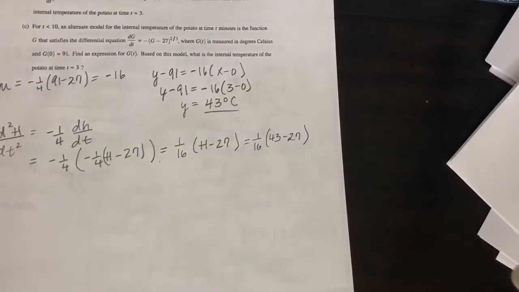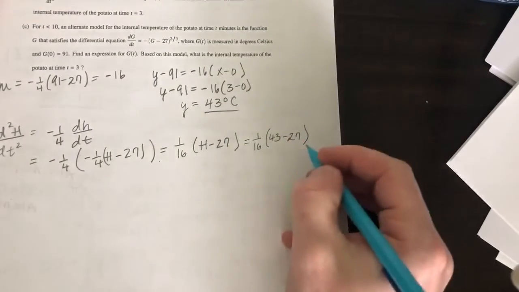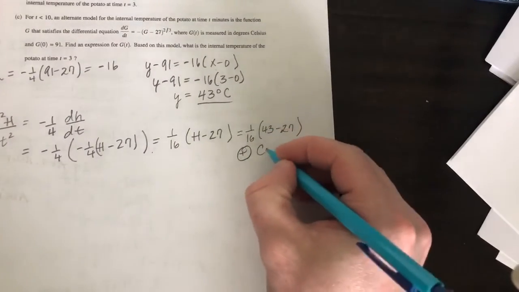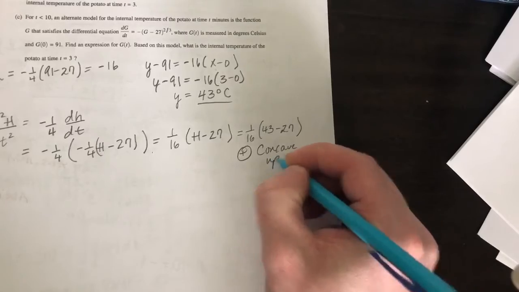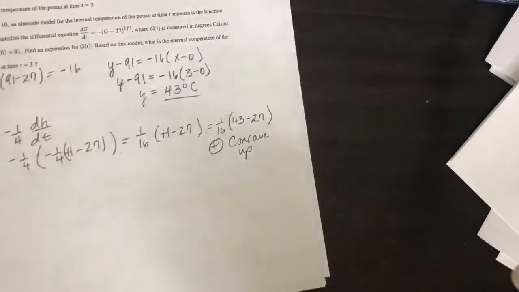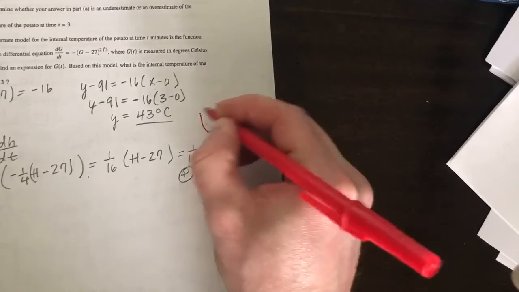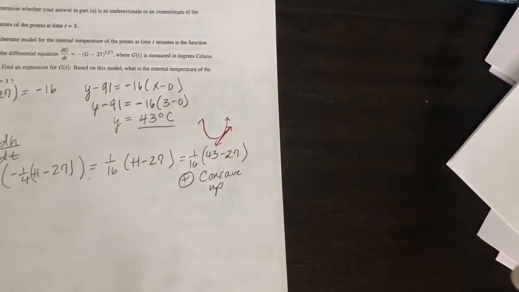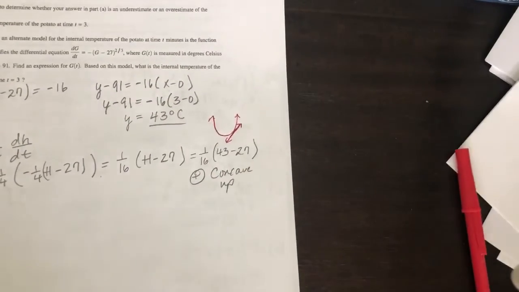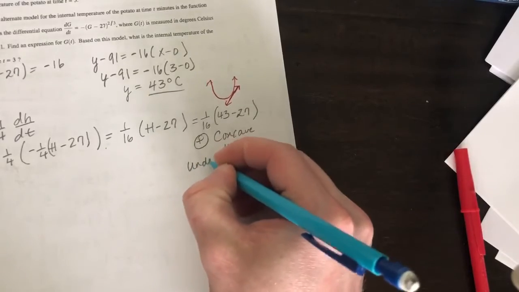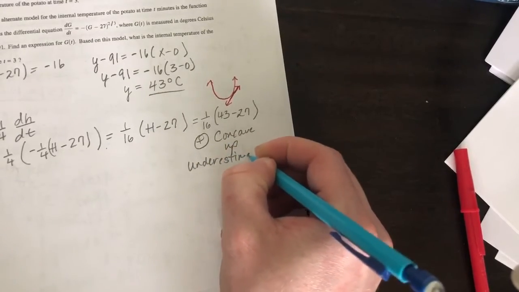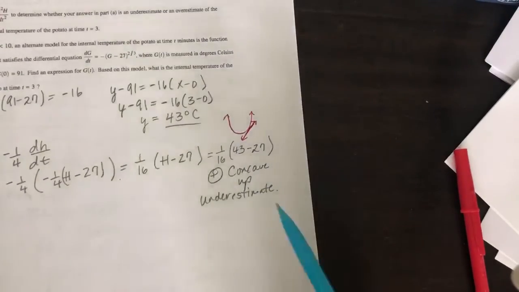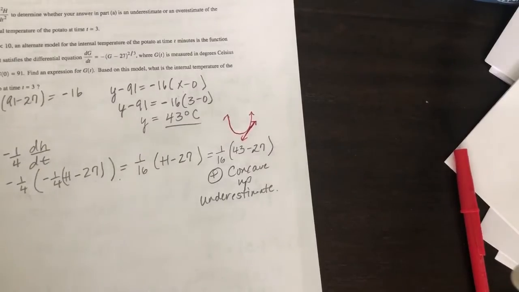The second derivative is going to deal with concavity. This comes out to be positive, so it's concave up. And we know that whenever something is concave up, the tangent line is going to be below the curve, so it's going to be an underestimate. And I always draw a little picture to see where the tangent line would be, just to make sure that I did it right.